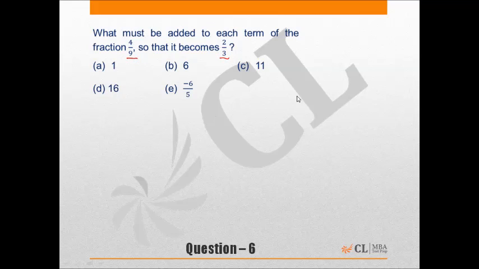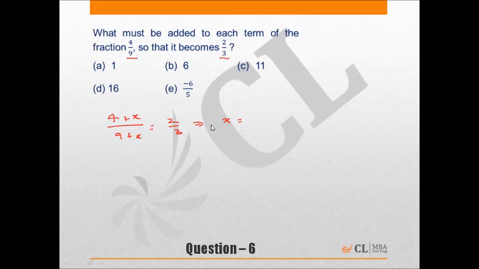It's a fairly simple question and I'm sure all of you know how to solve it. Most of us would solve it by saying let the number which is added be equal to x. So the fraction 4 by 9 will become (4 plus x) upon (9 plus x). You will say is equal to 2 by 3 and you will find the value of x accordingly.